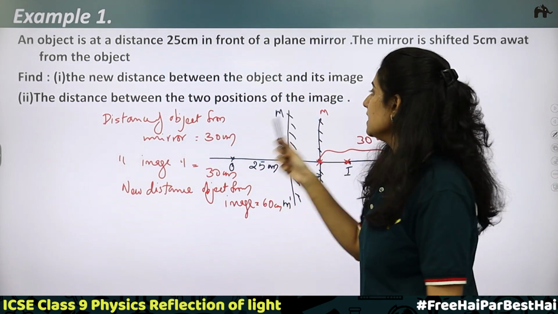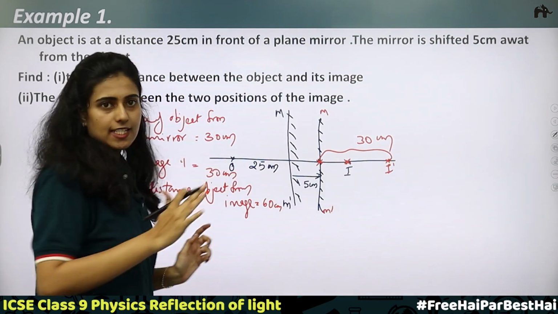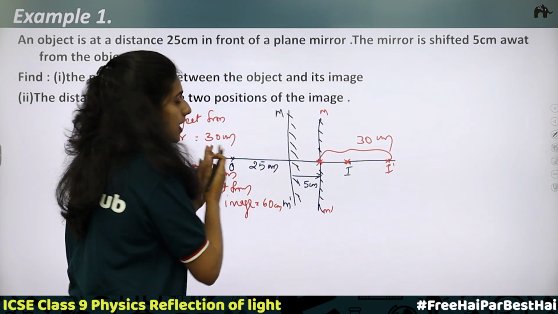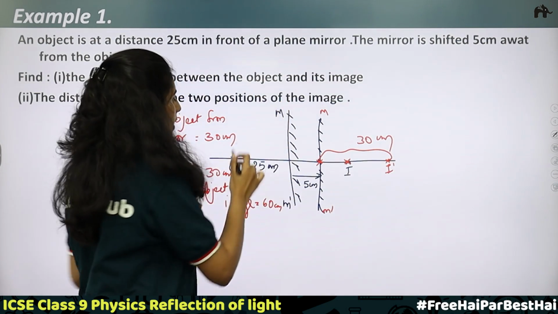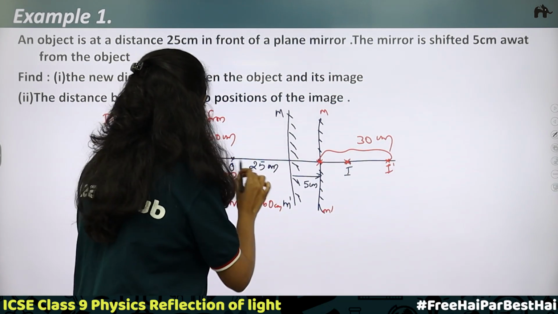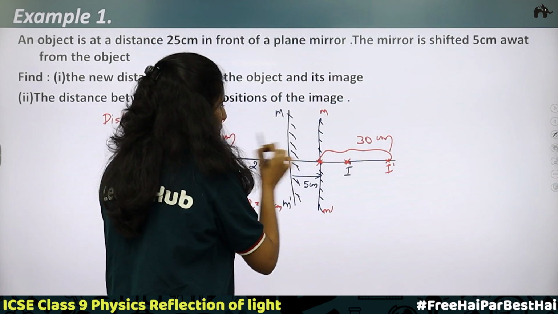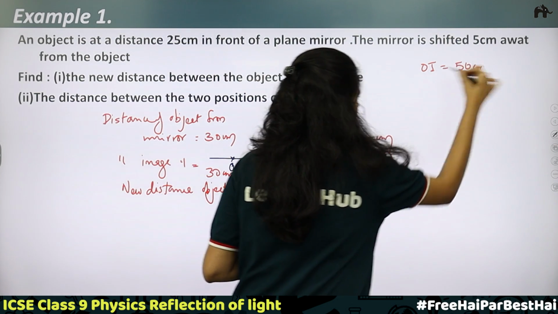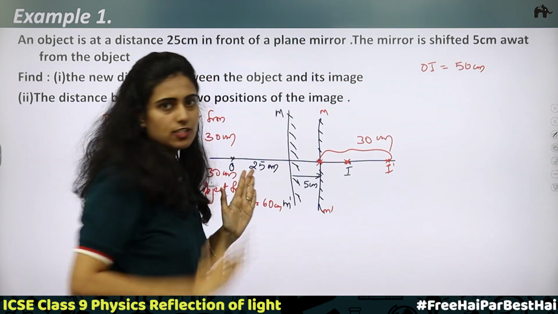Next, the distance between the two positions of the image. How to find the distance? Let us say we are starting this point O, that is where the object is, we are taking as the origin. Till the first mirror, what is the distance? 25 centimeter. So first image is formed at, this is 25 centimeter and this distance is 25 centimeter. So from O to I, what is the distance? That is equal to total 50 centimeter. O we have taken as the origin. With respect to O, we are measuring all other things.